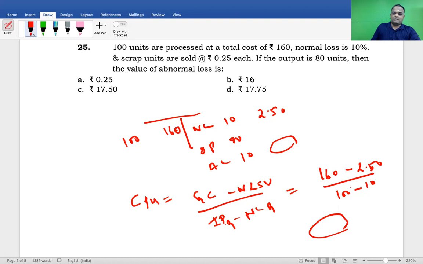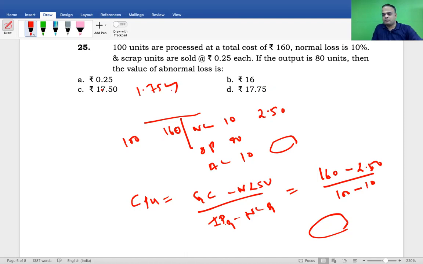160 minus normal loss, how much? 2.5, right? 2.5 each, am I right? Yes, sir. No, 0.25 each. 10 into 0.25, how much? 2.5 only, am I right? 160 minus 2.5 divided by 100 minus 10, see how much it comes correctly. 1.75. So the answer should be what? Not 17.5. 1.75. Am I right? Yes, sir. So what would be the answer? 1.75. Please check.